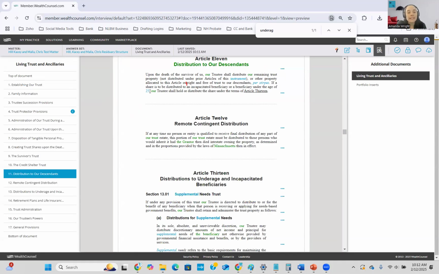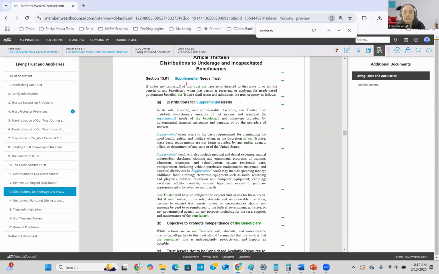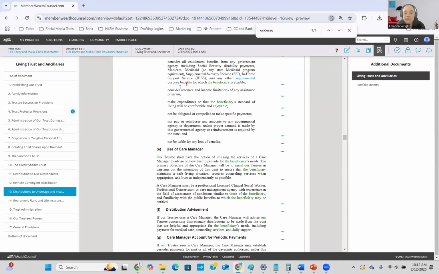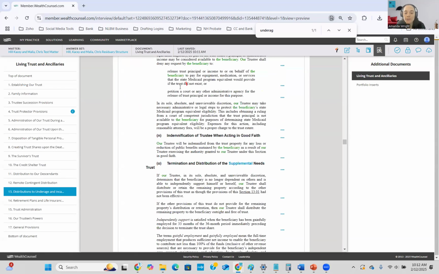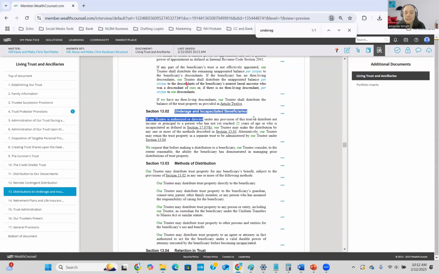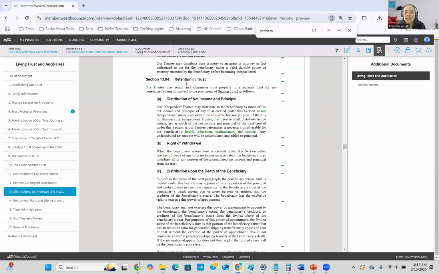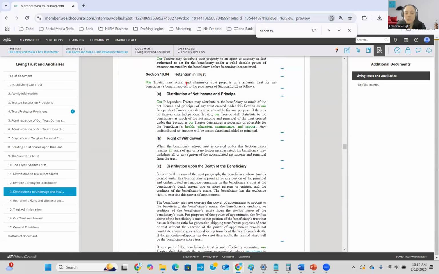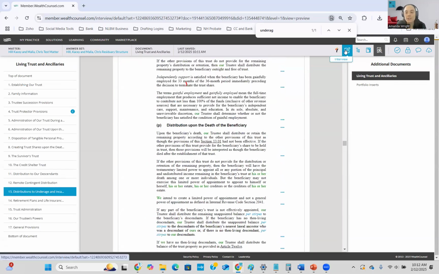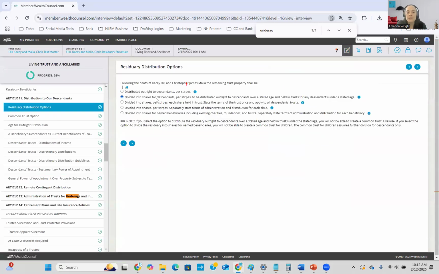So in order to see what the trust looks like for those under 25, we have to go down here to Article 13. We have to look for underage beneficiaries. There they are, underage and incapacitated beneficiaries. Here are the instructions for that right there, default in Wealth Counsel. All right, let's head back to the interview and let's look how this looks.